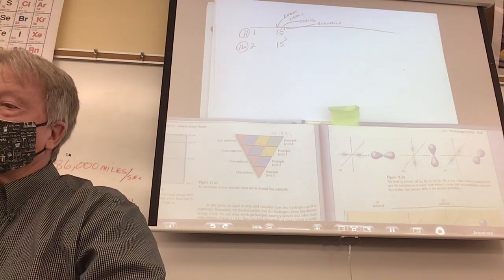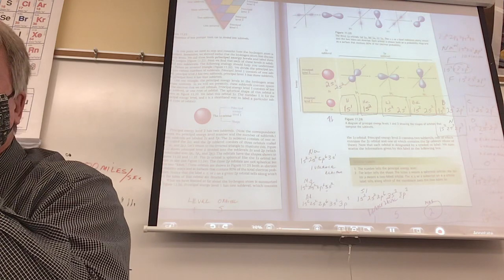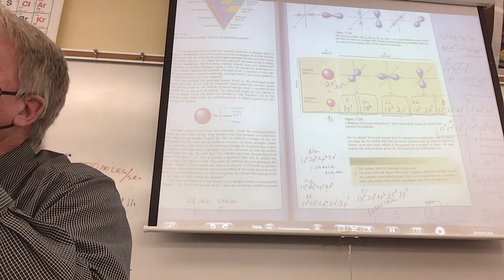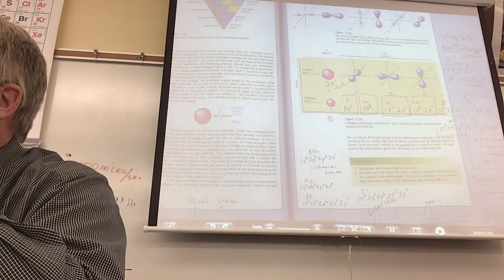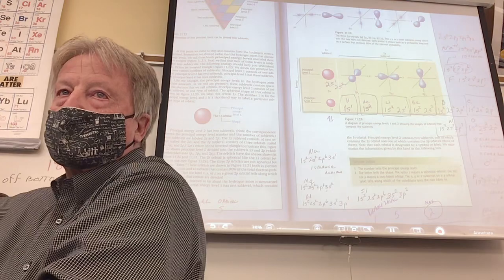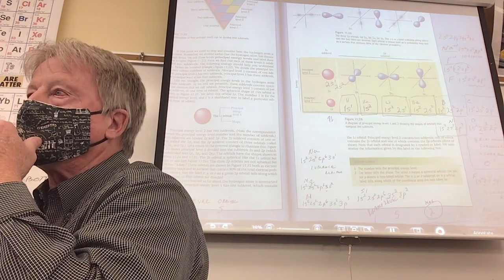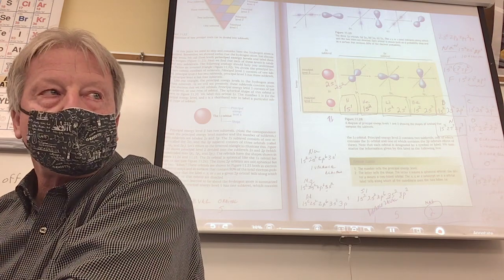Now, here's what's interesting. If you look at your book, the first energy level is the smallest energy level. It only has room for 1 orbital, and that means you only have room for 2 electrons. And here's the magic. If you'll stay with me, I'll show you the beauty of the periodic table. You don't know the beauty of the periodic table right now. You know how to do molar masses and stuff like that. Let me show you the beauty.